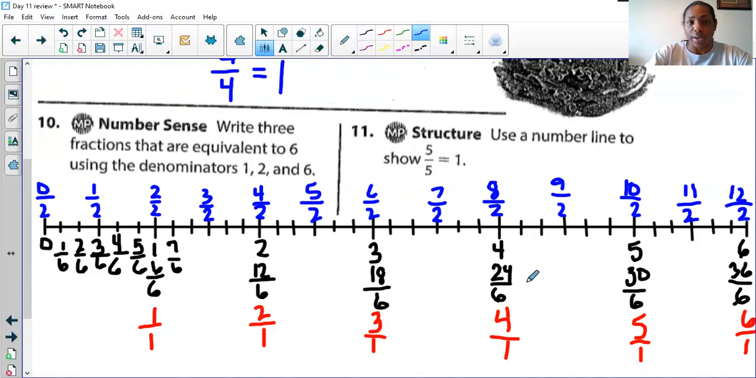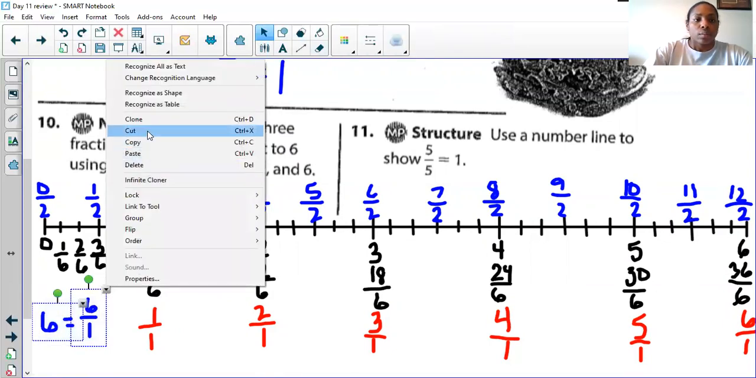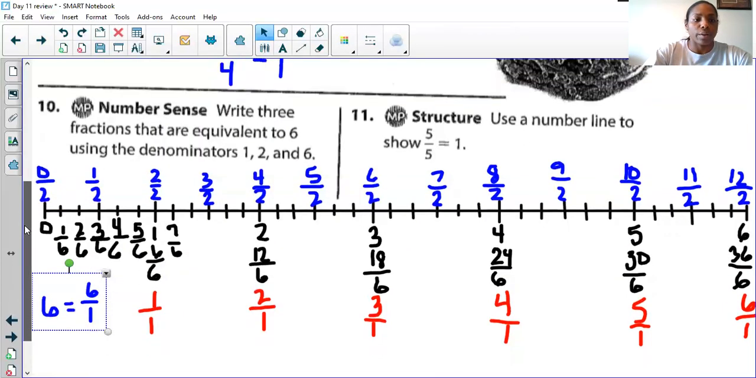So what are the fractions for number 10 that we would write? So my first one, because remember it has to be 6 is equal to these fractions. So 6 is equal to, our first denominator needs to be 1. So that means it would be 6 over 1. And what I'm going to do is move this down just a slight bit so I don't have to rewrite it again.